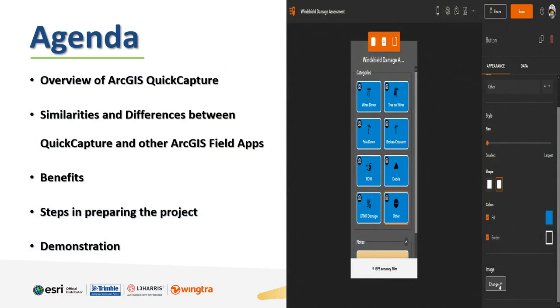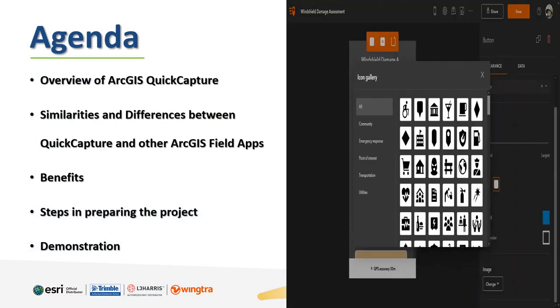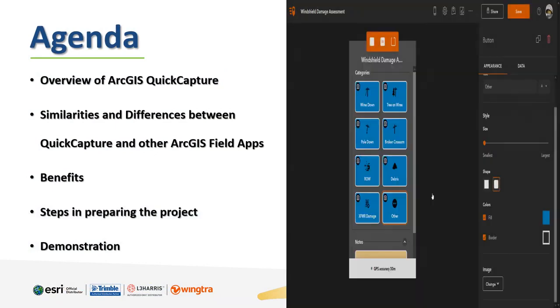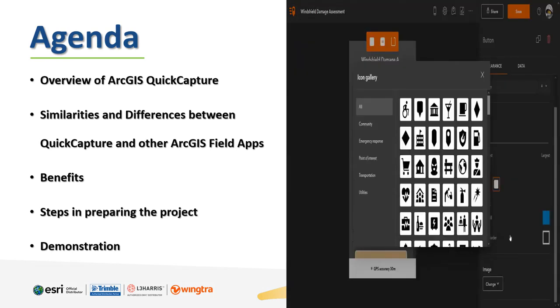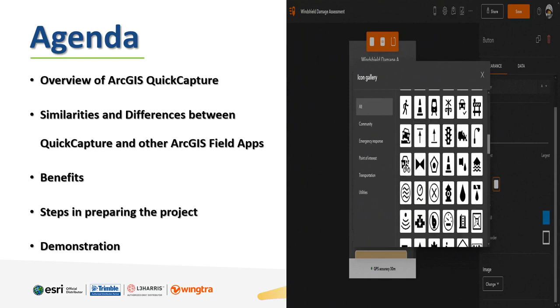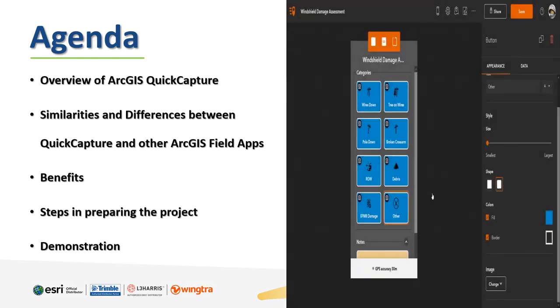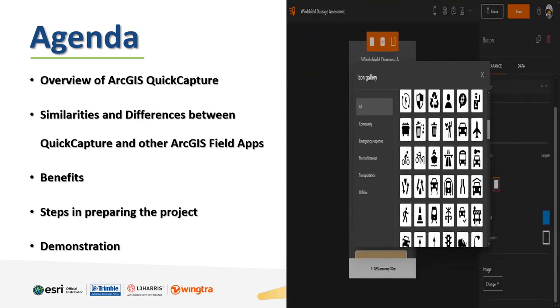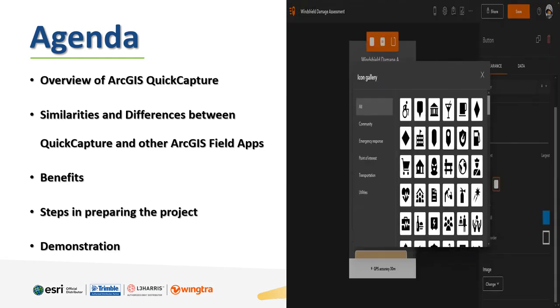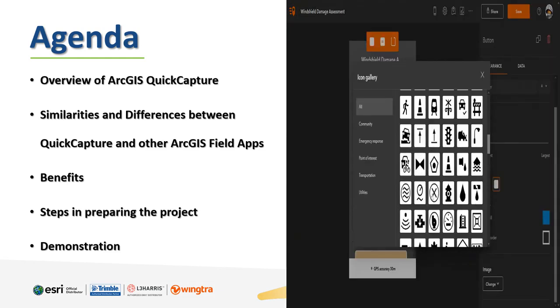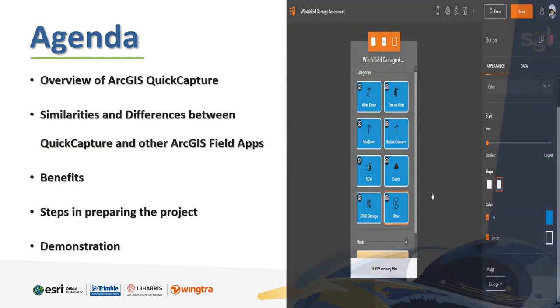Today we'll be looking at the overview of ArcGIS QuickCapture. Also we'll look at the similarities and differences between QuickCapture and other ArcGIS field applications. We also look at the benefits of using the ArcGIS QuickCapture application. Next, we'll look at the steps in preparing the ArcGIS QuickCapture project. And finally, we are going to do a little bit of demonstration.